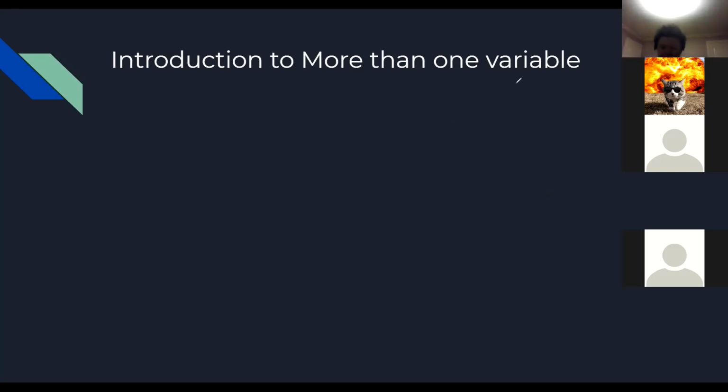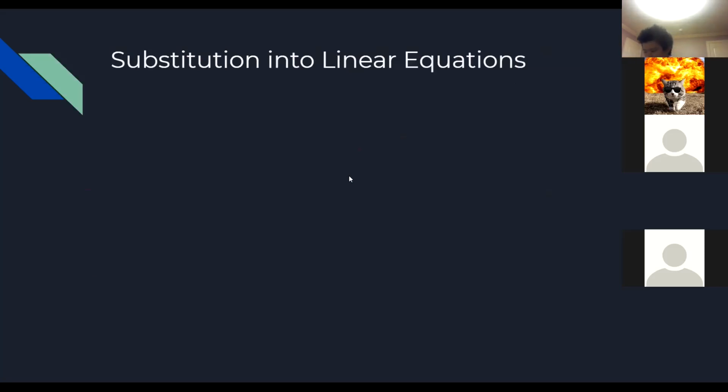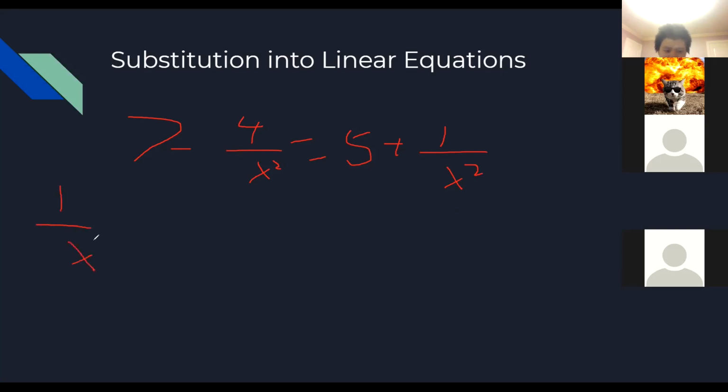Moving onwards. Substitution into linear equations. To substitute something would be to say, if we had an equation such as 7 minus 4 over x squared equals 5 plus 1 over x squared. On first glance, this is not a linear equation, since there's a 1 over x squared. However, if we were to say 1 over x squared equals n, another variable, then it would turn to 7 minus 4n equals 5 plus 1n.